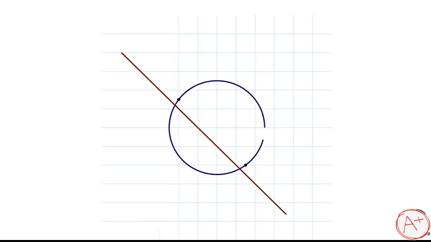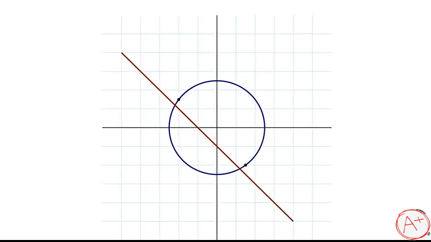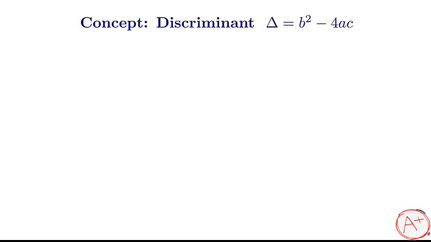Geometrically, this represents a line intersecting a circle at two distinct points: (negative 4, 3) and (3, negative 4). The number of solutions is determined by the discriminant, delta, of the resulting quadratic equation.